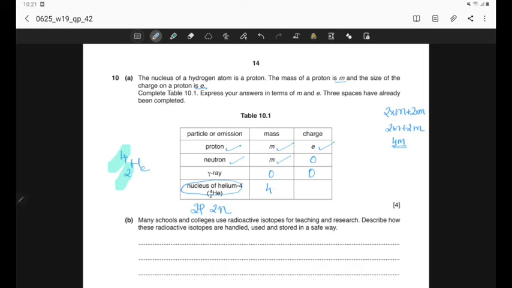So 4m is the mass of helium nucleus as it consists of 2 protons and 2 neutrons, and charge. And charge is contributed only by protons because neutron has 0 charge, and 2 protons will give 2 E's, as 1 proton is having a charge of E. So there are 2 protons, so E plus E. So we will get 2E. So that is the charge of a nucleus of helium atom.